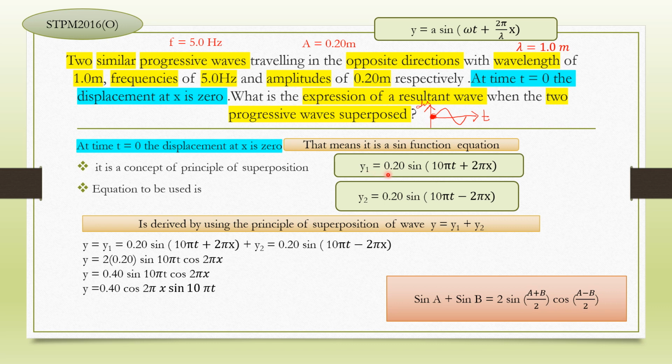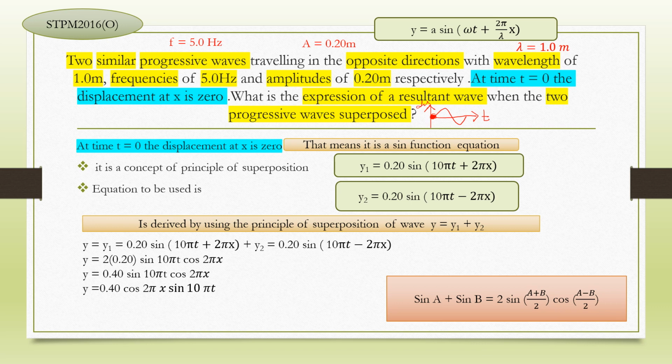y1 is equal to 0.20, which is the amplitude, sine, because according to this statement, it's a sine function equation. And then we have omega t plus 2 pi over lambda x. So this is a general equation. So I specify by putting all my particulars inside here, then I will get this, correct? So here is omega t. Omega is what? 2 pi f, correct? Okay, hold on.